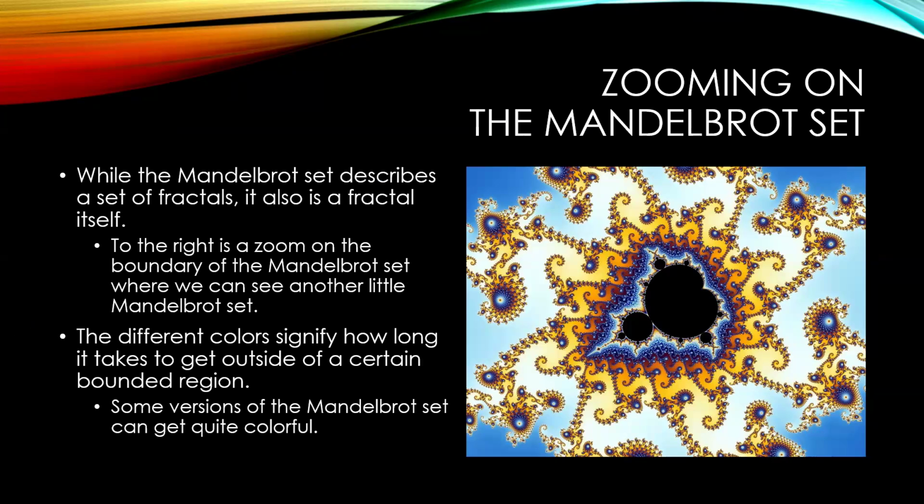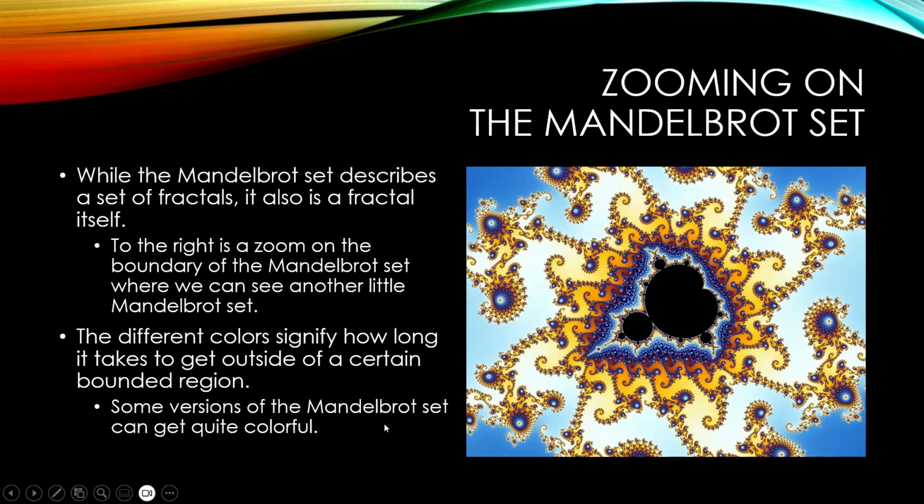When we zoom in on the Mandelbrot set, we get more Mandelbrot sets. And so the Mandelbrot set describes a set of fractals, but it is also a fractal itself. And so to the right is a zoom on the boundary of the Mandelbrot set, where we can see another little Mandelbrot set. The different colors, again, signify how long it takes to get outside of a certain bounded region.